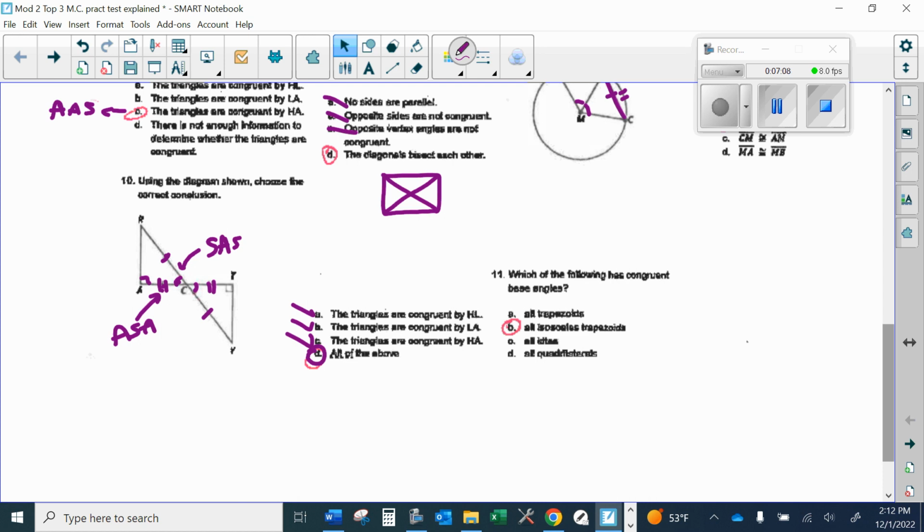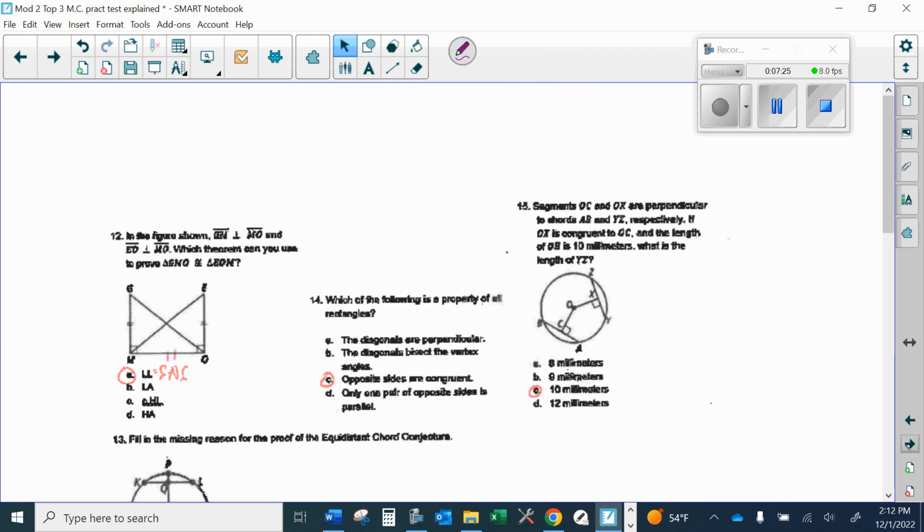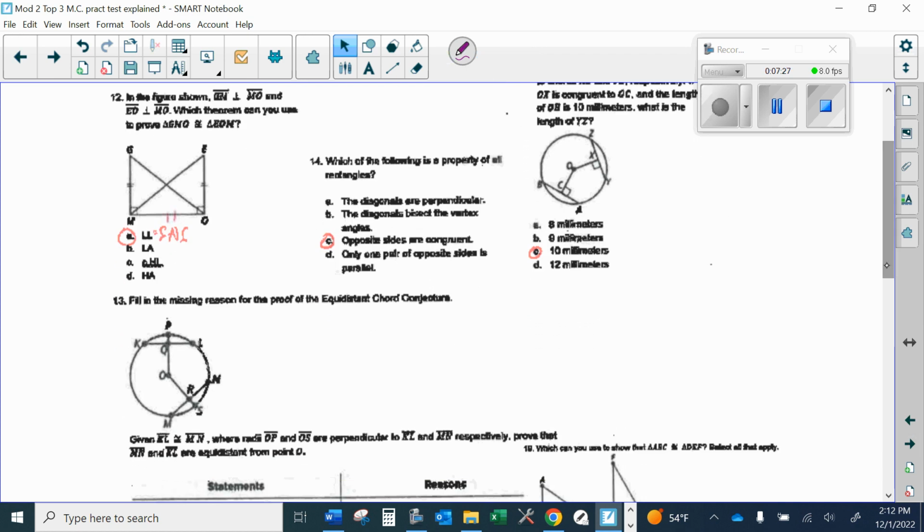Which of the following has congruent base angles? All isosceles trapezoid. When I see isosceles, the first thing I think is base angles are congruent. Okay, isosceles triangle, isosceles trapezoid, base angles are congruent.